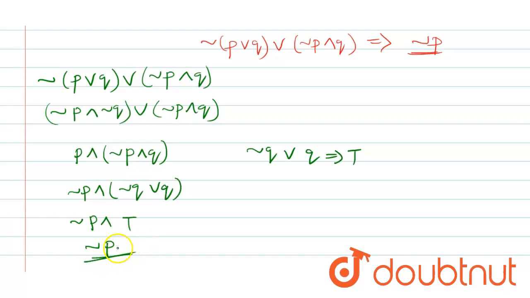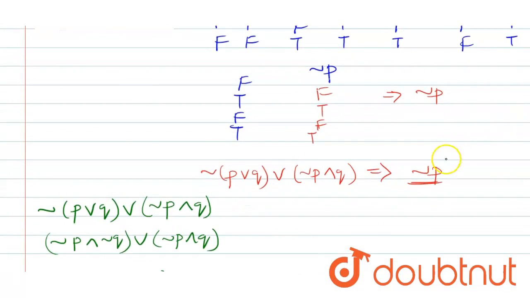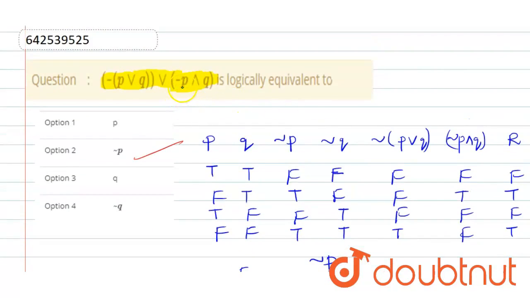After solving by the direct method, we get negation of P. After solving by the truth table method, we get negation P as the final answer. So for this statement, the final answer is negation P. Okay, negation P is the final answer.